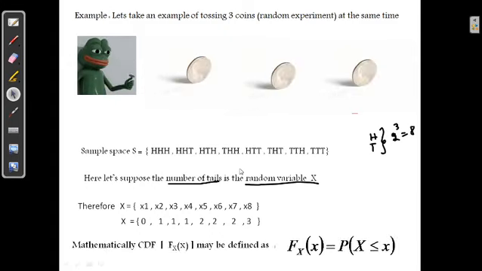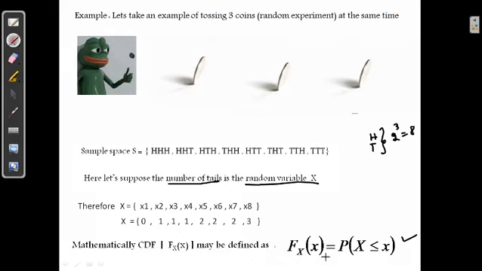Okay, now you are asked to find the CDF. The CDF, which is capital F subscript X of x, may be defined as, in mathematical notation, capital F of x equals the probability of X less than or equal to x. So whenever you come across CDF, this is the notation which you will be using. Probability of X less than or equal to x. Okay, clear with this notation?